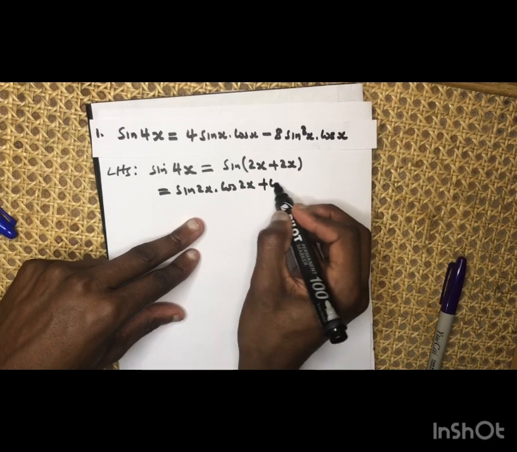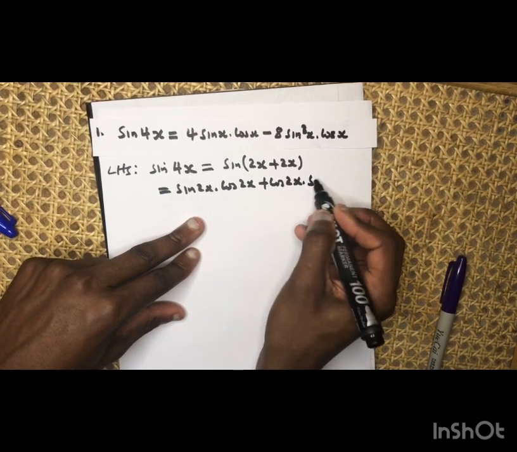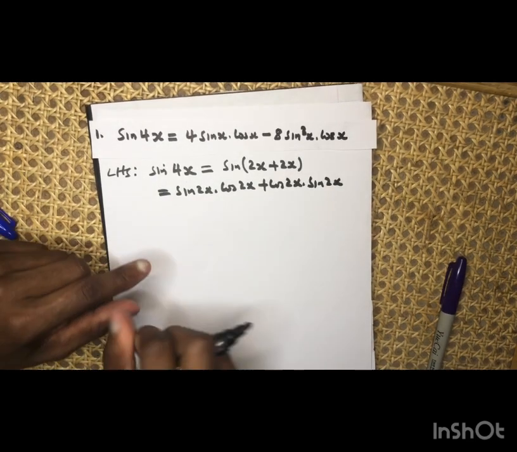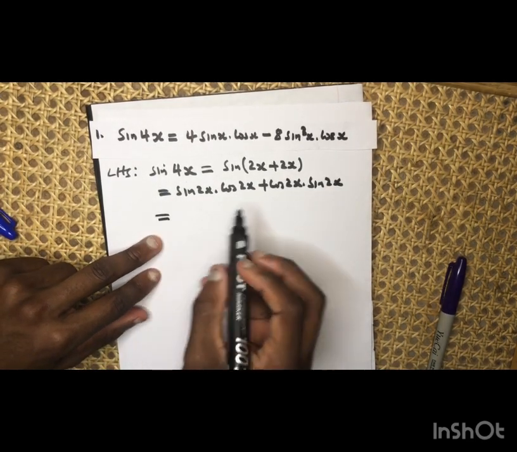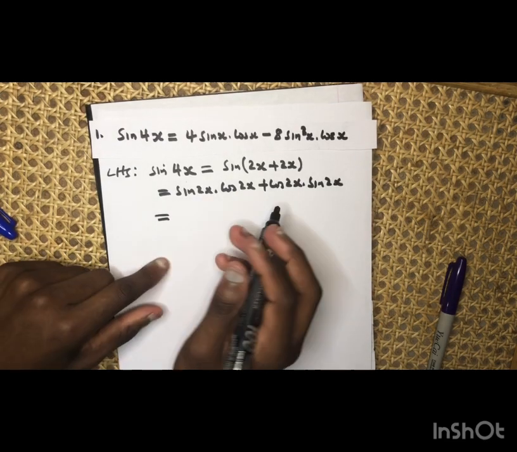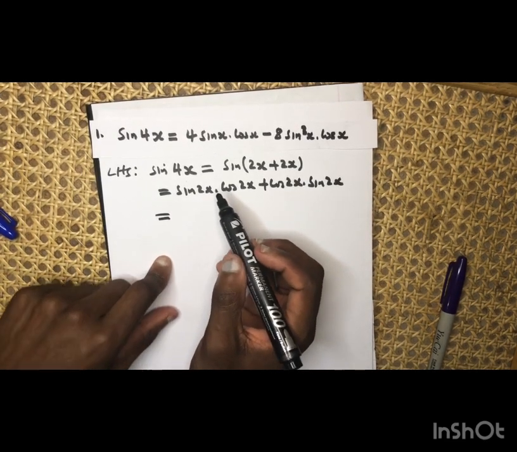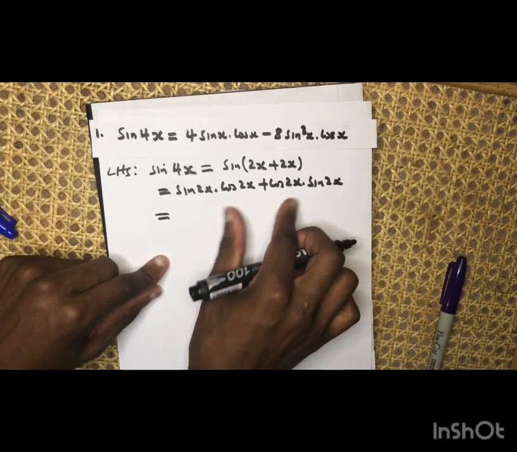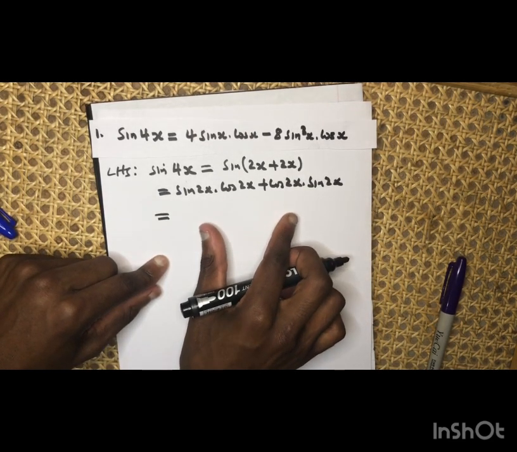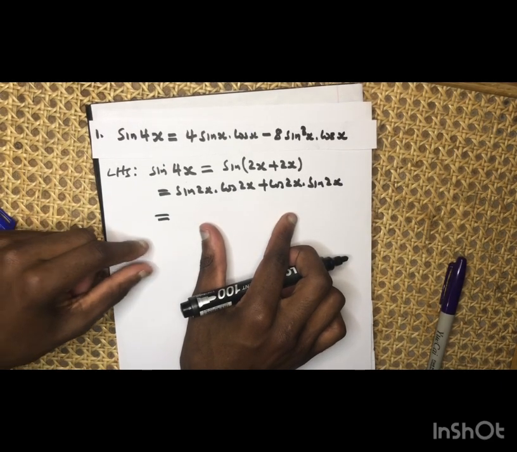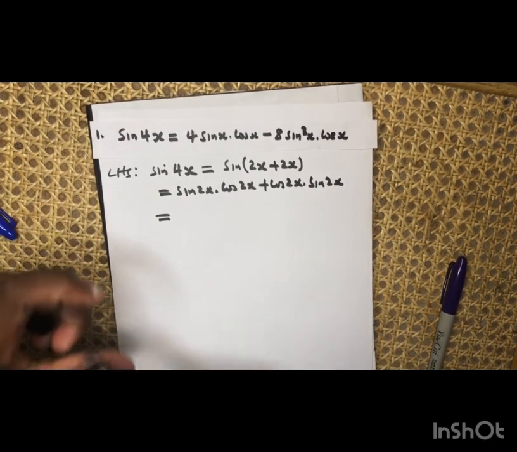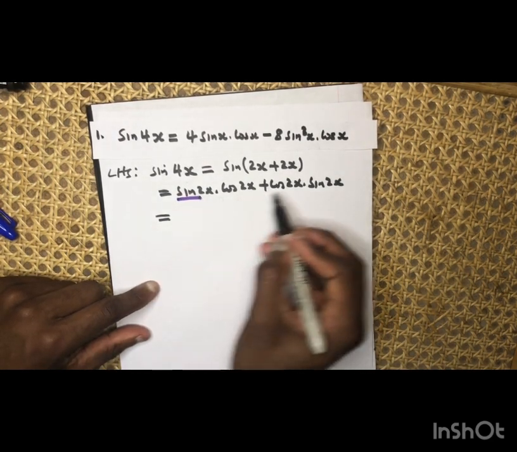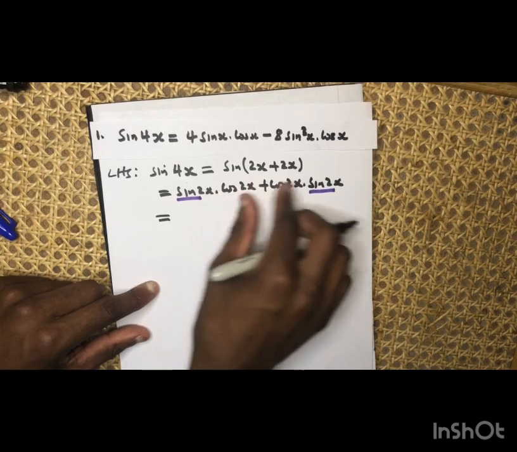So it's going to be plus cos 2x sine 2x. Understand? So if I change this one, I have this one. Remember we said we must remember your basic algebra. If I take out the common factor here, you see that this one is common, and also you can see that the cos 2x is common.